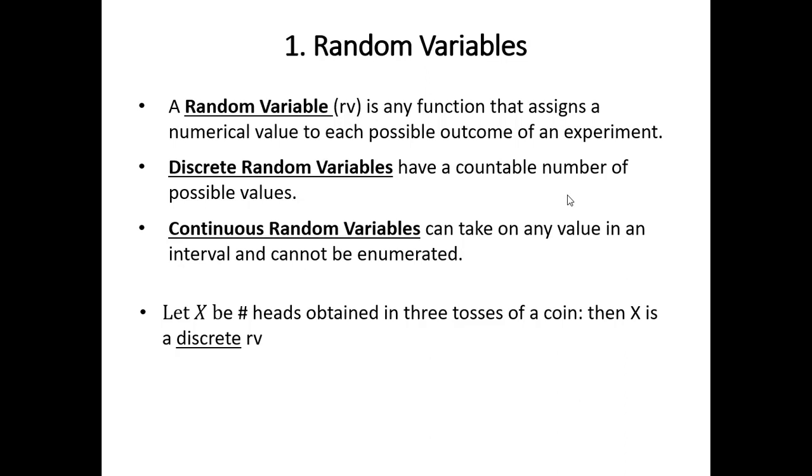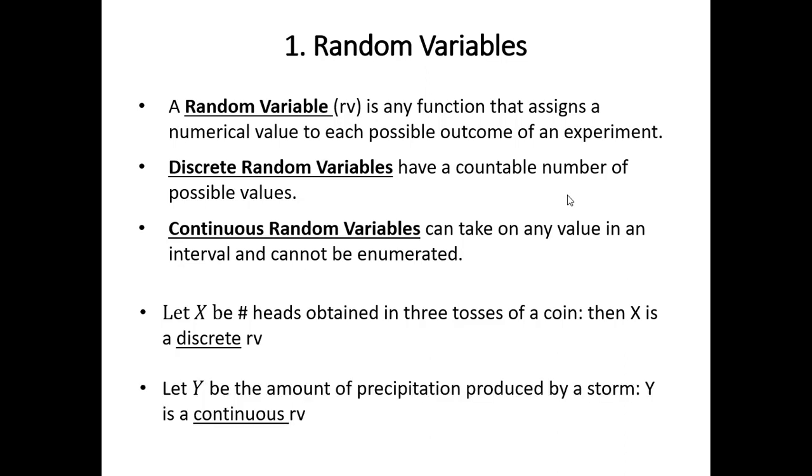So one example is, let's let x be the number of heads obtained in 3 tosses of a fair coin. Then x is an example of a discrete random variable. We could let y be the amount of precipitation produced by a storm. Okay, so y is this type of measurement. y is an example of a continuous random variable.